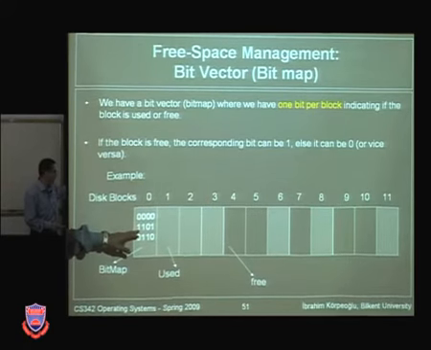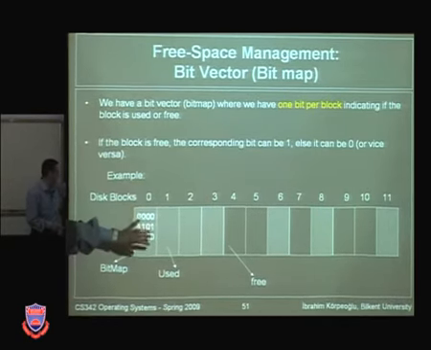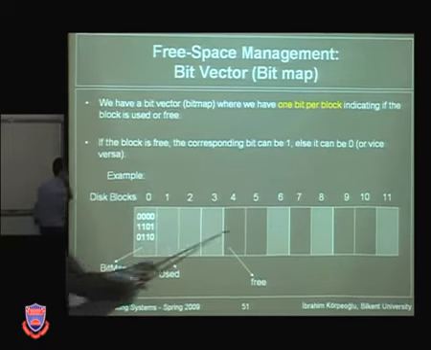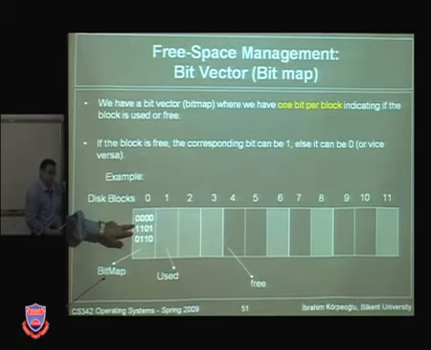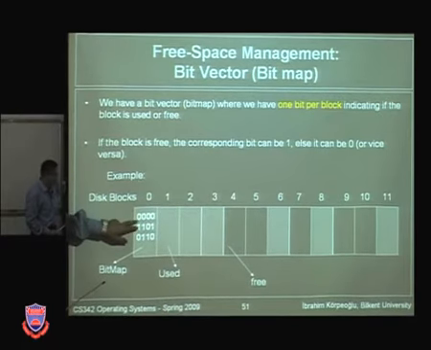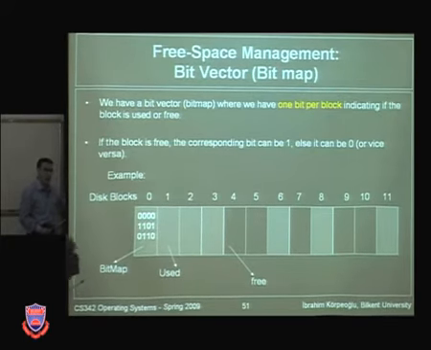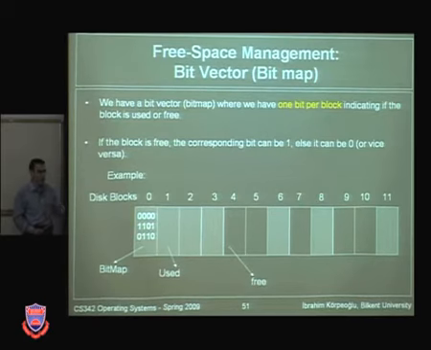For a free block, the corresponding bit should be 1. So now by looking at the bitmap, without looking at the rest of the disk, you can understand which blocks of the disk are free and which blocks are used. Okay, so if you want to find a free block, because you would like to allocate a new block to a file, then you can just look at the bitmap.